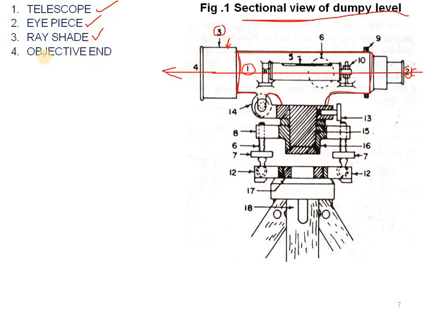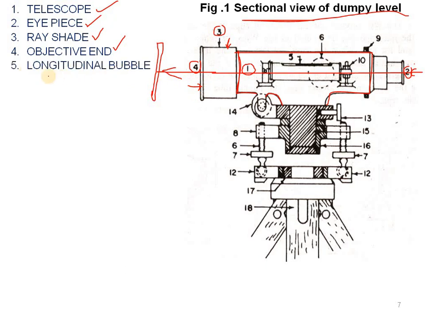And the fourth one is the objective end. Here we can see the objective end. When we see from number 2, the eyepiece, the object which appears is seen through the fourth one. This is known as the object glass. When an object is in front of the instrument, just suppose this is a leveling staff, we can sight it from number 2 to 4. We will also call it the object glass. This portion we will call the object glass.